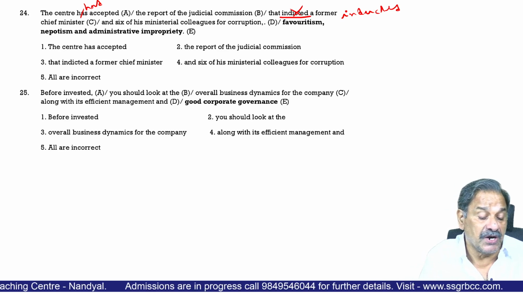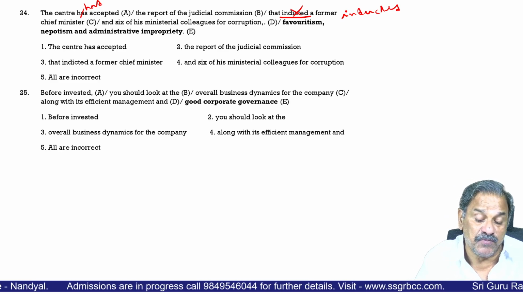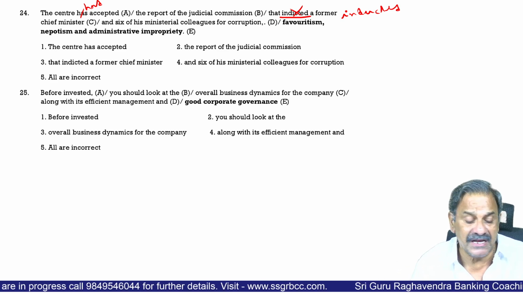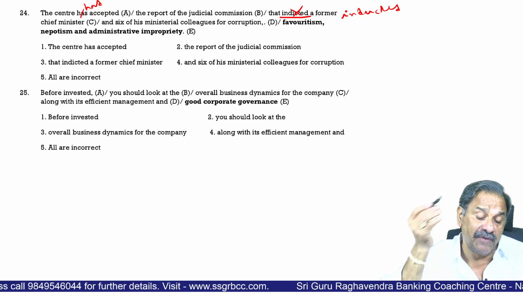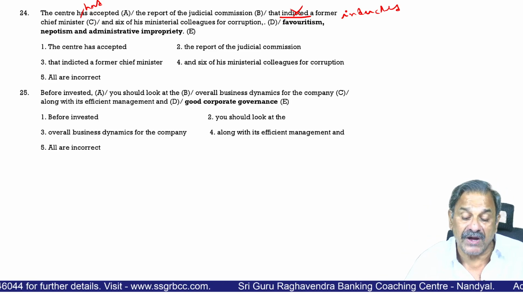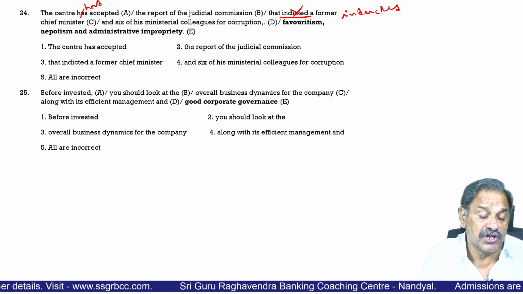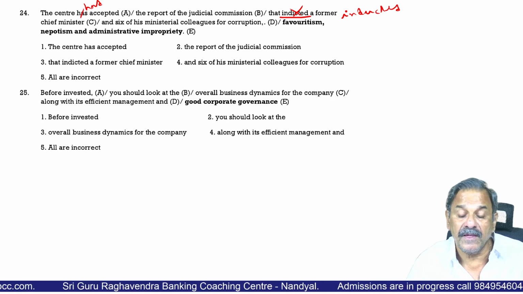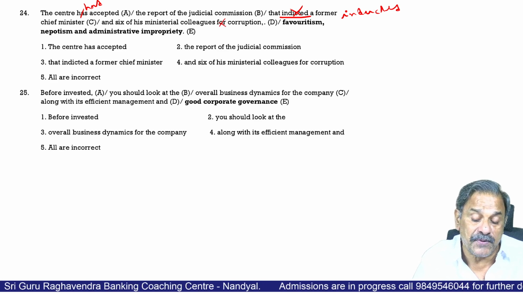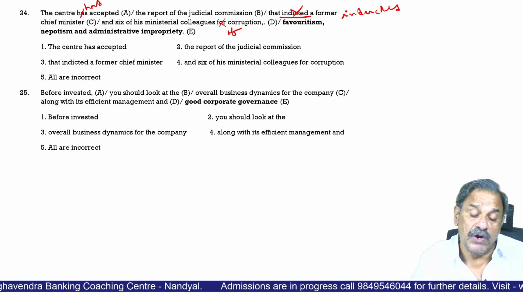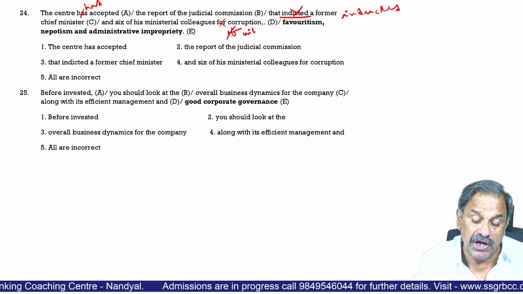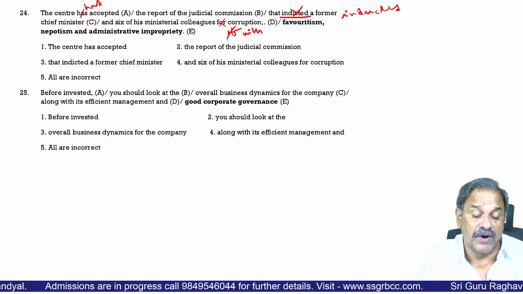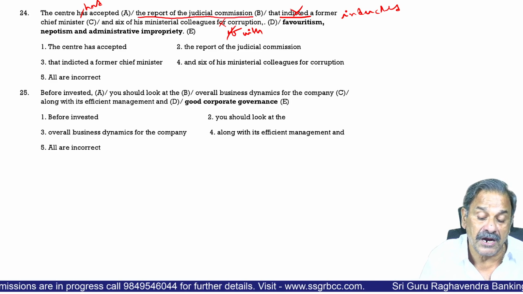And here, what is he saying? The Centre had accepted the report of the judicial commission that indicted, that is, implicated, a former Chief Minister and 6 of his ministerial colleagues for corruption, favoritism, nepotism and administrative impropriety. And 6 of his ministerial colleagues of corruption, or colleagues with corruption. That is better: colleagues with corruption. So the error is in the A part, the error is in the C part, the error is in the D part. Then which part is flaw free? The second part is flaw free.